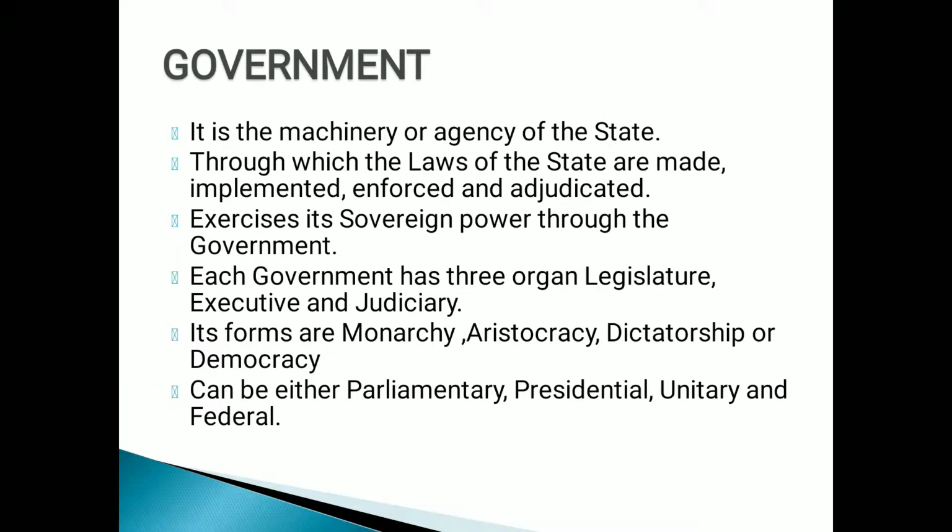Now, government. What do you mean by government? It is the third element of the state, children. Government is a political organization or machinery or agency of the state through which the laws of the state are made, implemented, and enforced. It is a third essential element of the state, children. The state exercises sovereign power through its government.